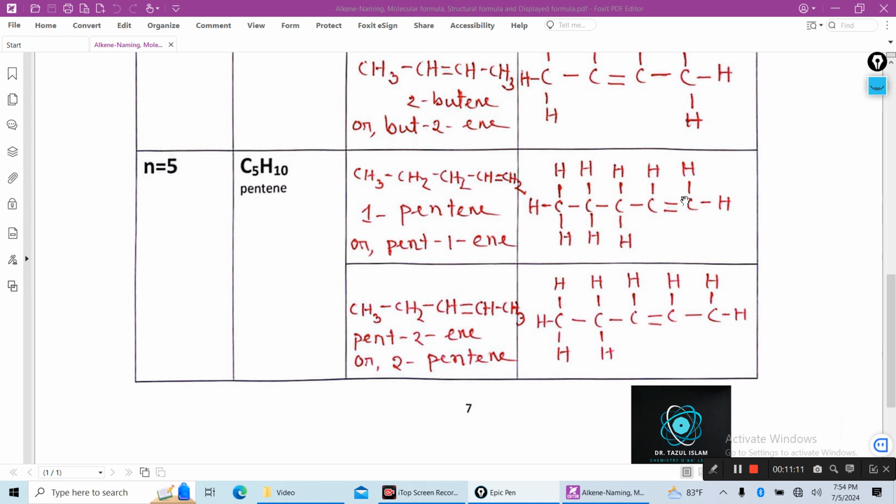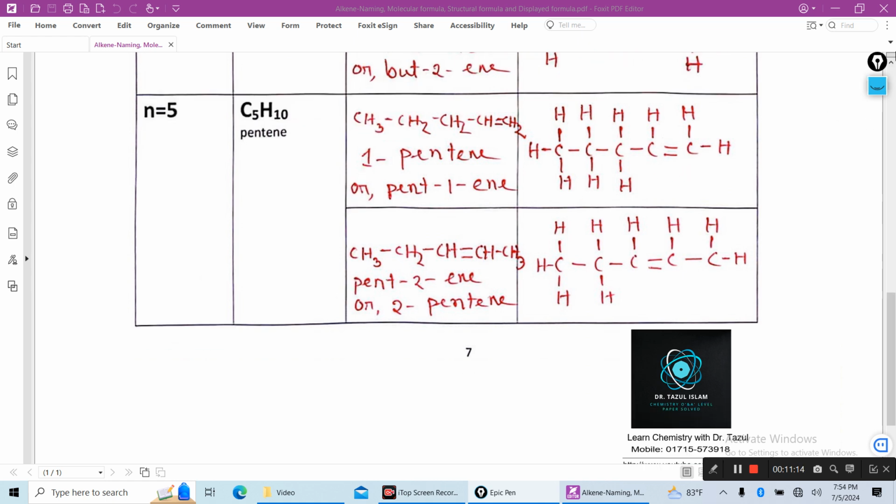Now this is the general formula of alkenes, as you know, CnH2n. If you put n value as 5, carbon will be 5, C5, and hydrogen will be twice 5, means 5 times 2, 10. So this is pentene. 2 carbon containing alkene is ethene, 3 carbon is propene, 4 carbon is butene, 5 carbon is pentene.